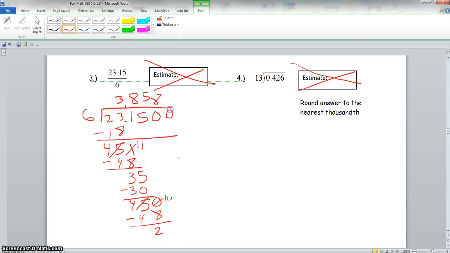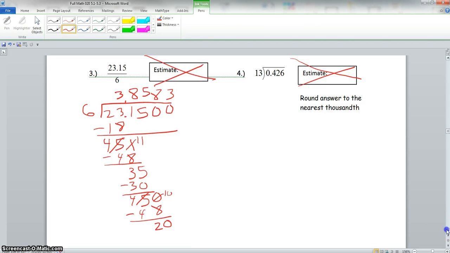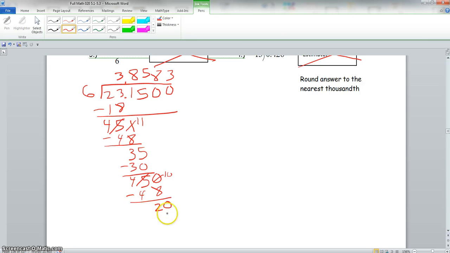We have to add another 0 here. 6 goes into 20 3 times. 3 times 6, we know is 18. So now we subtract 18, and now we have a 2. We add another 0.